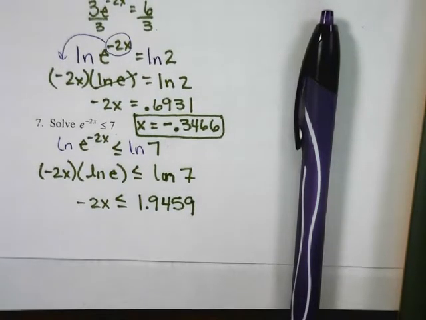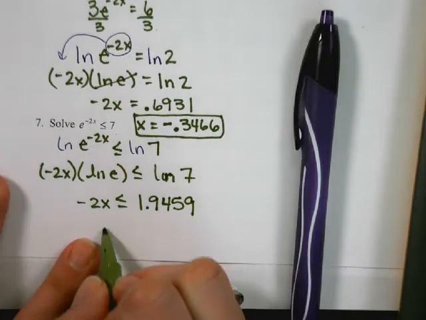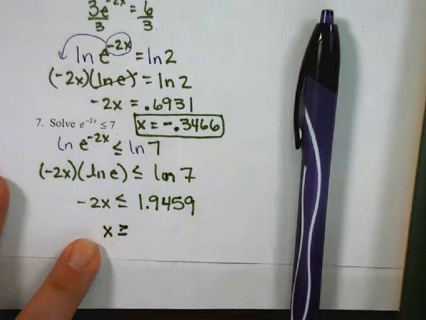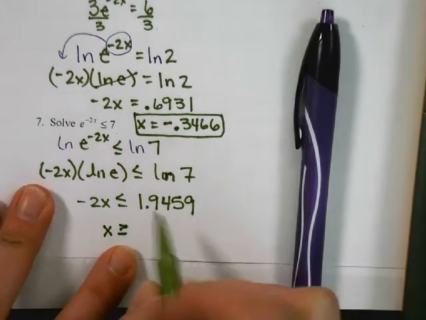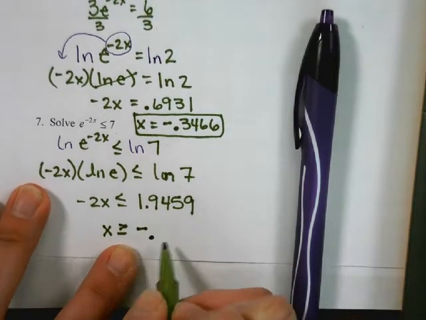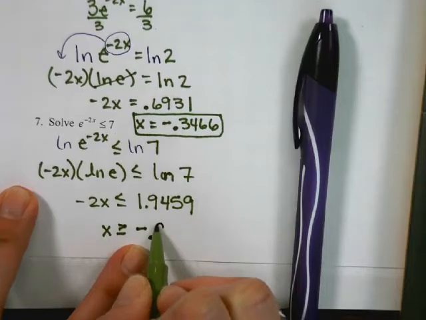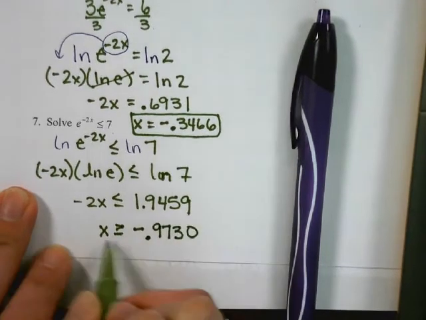What do you have to remember to do? Flip your inequality sign. So you should get x is greater than or equal to negative 0.9730.